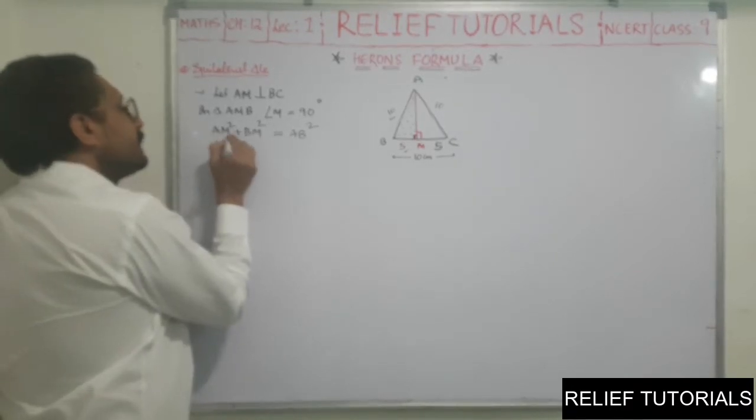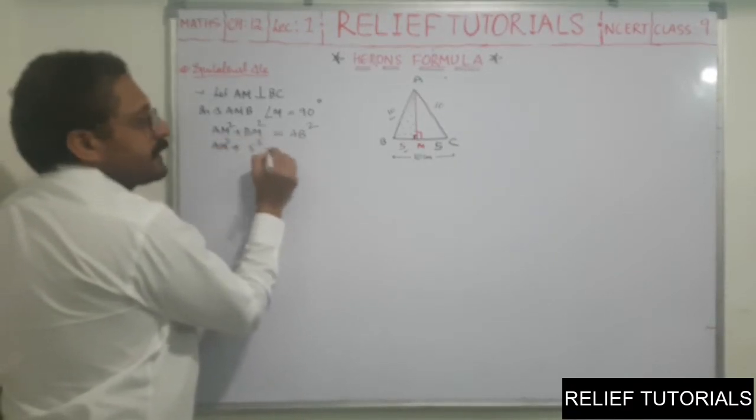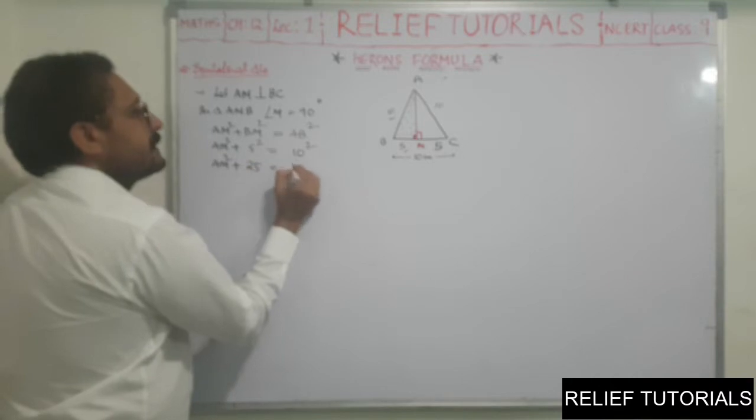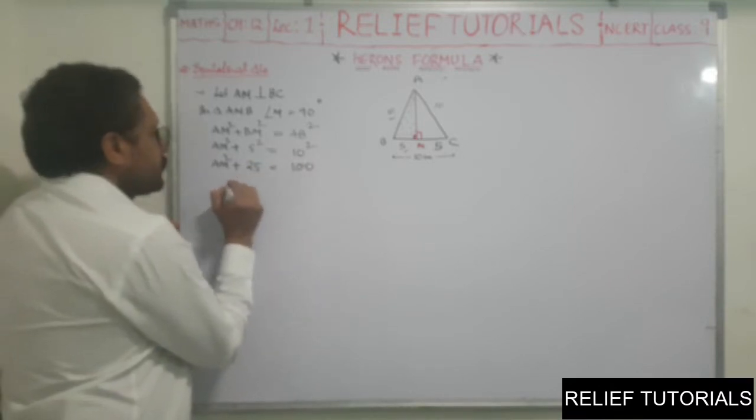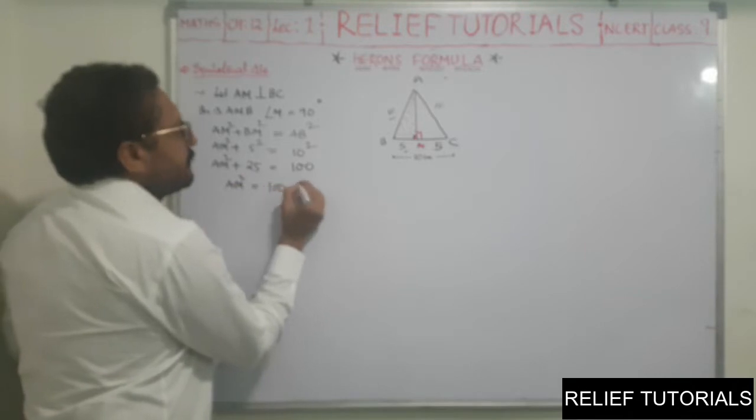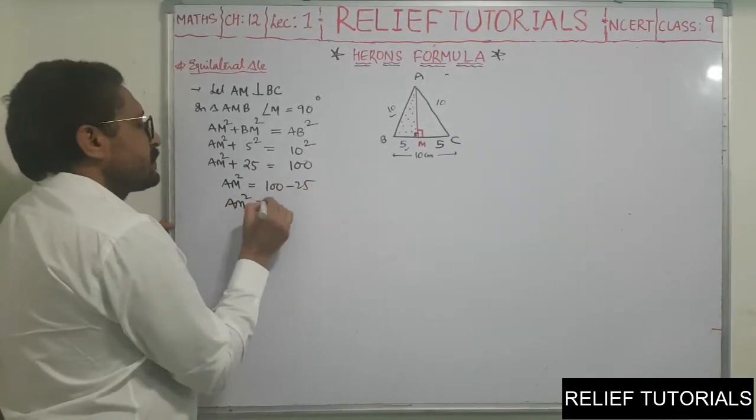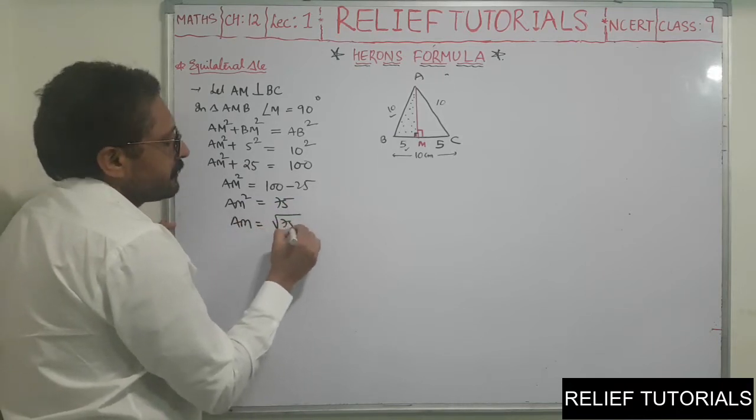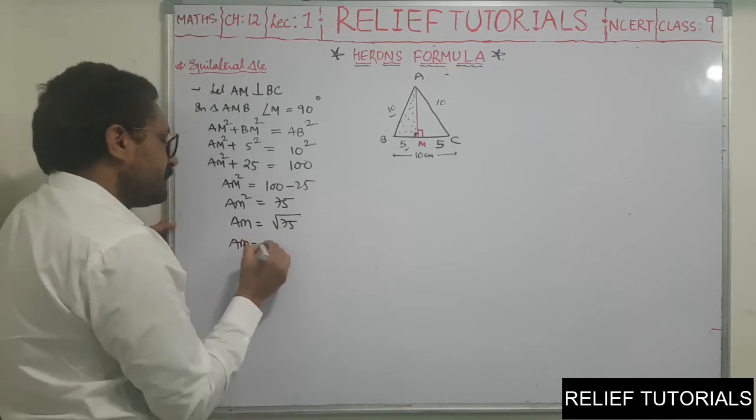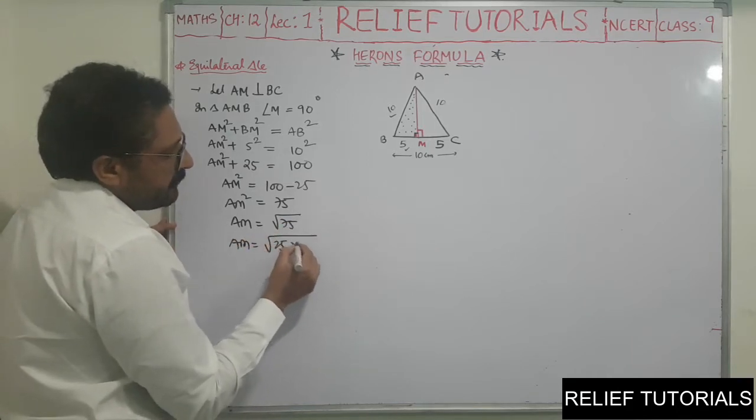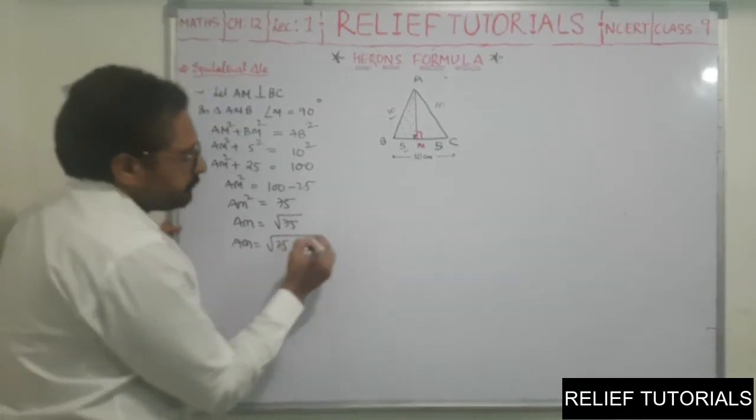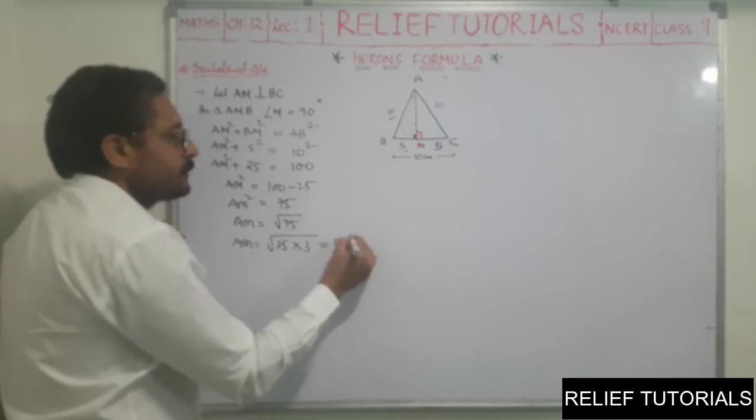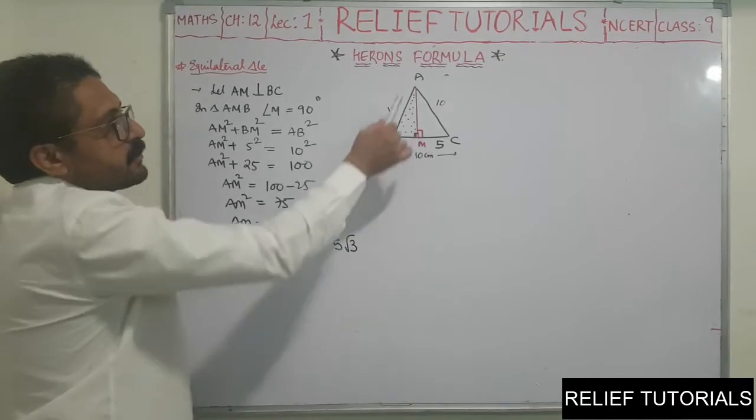So AM square plus BM is 5, so 5 square. AB is 10, square. So AM square plus 25 is equal to 100. So AM square is equal to 100 minus 25. So AM square is equal to 75. So AM is equal to root 75. I will split this term: 25 3s are 75. So root 25, you know it is 5. The remaining is root 3. So we got AM is equal to 5 root 3.